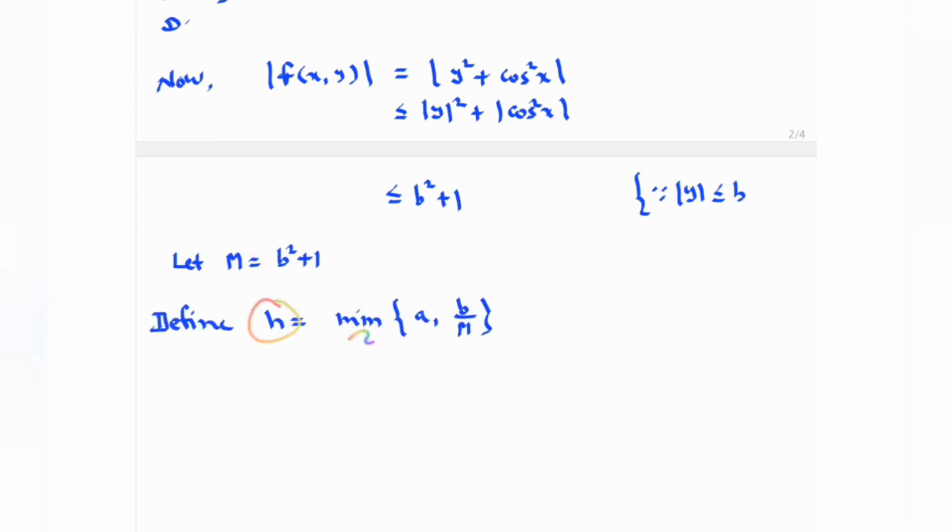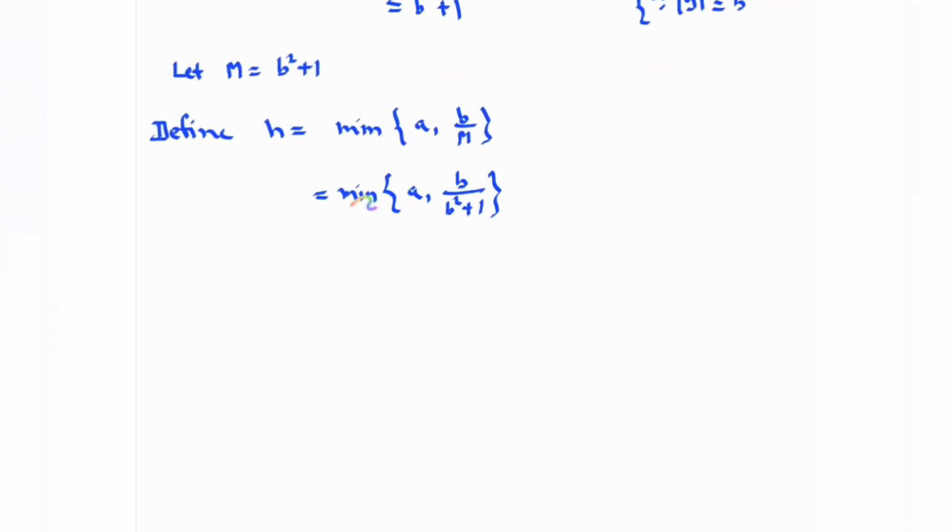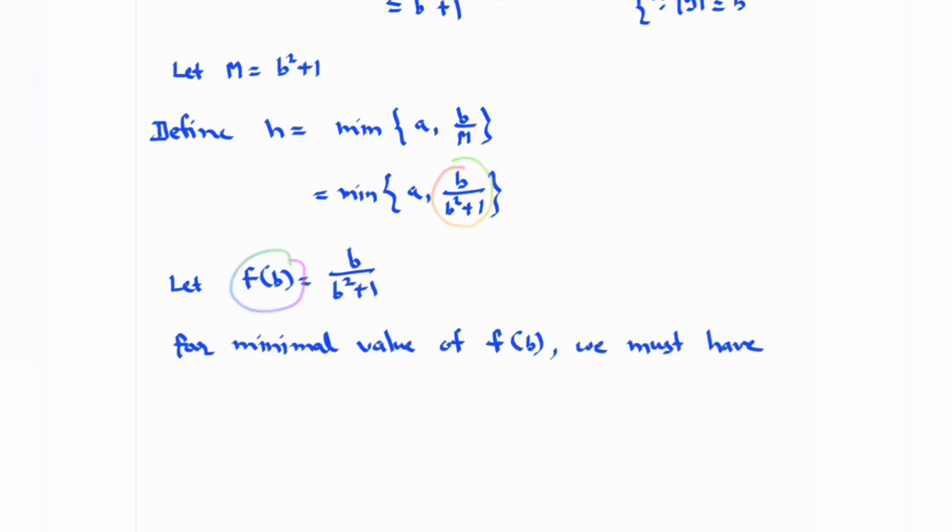Now we define h equal to min(a, b/M). By placing the value of M, we will get min(a, b/(a² + b² + 1)). So how do we find the minimum value? We will use the concept of maxima and minima from differential calculus, so we assume this as a function of b.